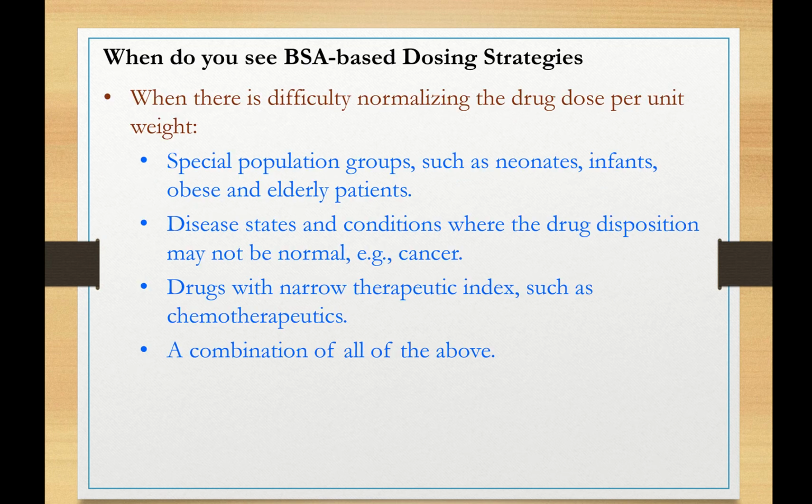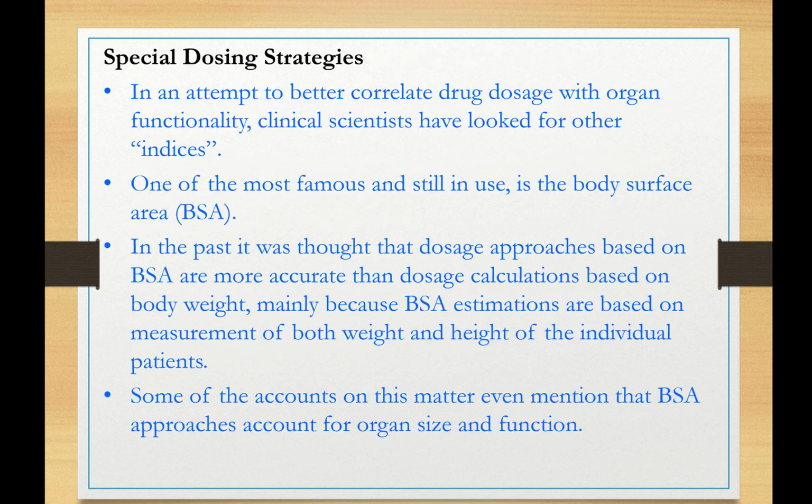Now, people usually try to use BSA-based dosing strategies when there is difficulty normalizing the drug dose per body weight, and these are special population groups such as neonates, infants, obese, and elderly patients. Disease states and conditions where the drug disposition may not be normal, for example, cancer, drugs with a narrow therapeutic index such as chemotherapeutics, and of course a combination of all of the above.